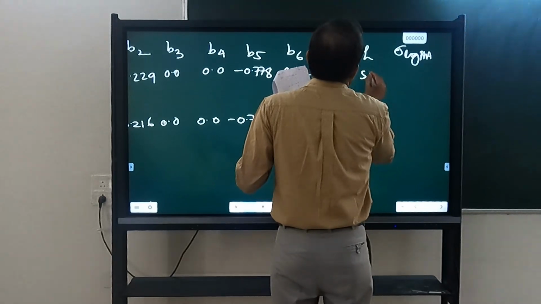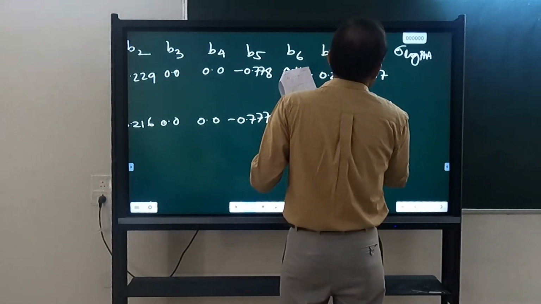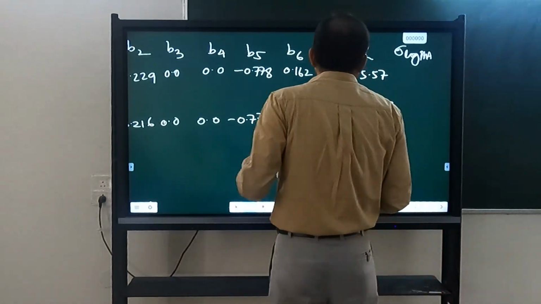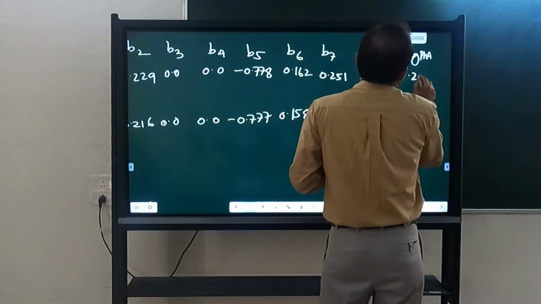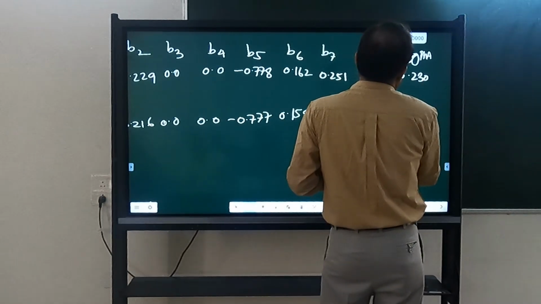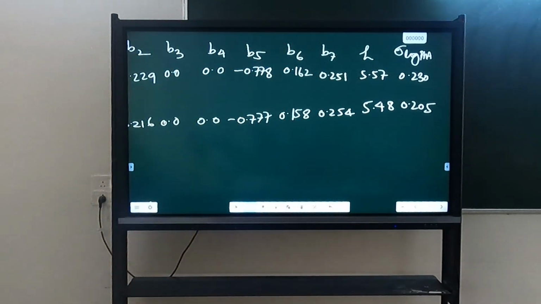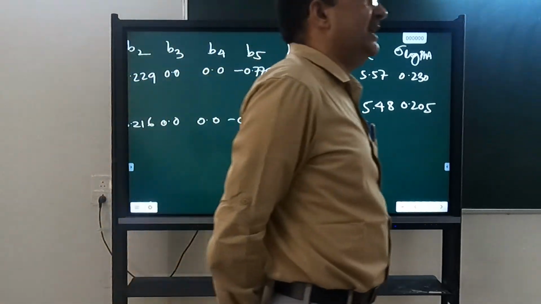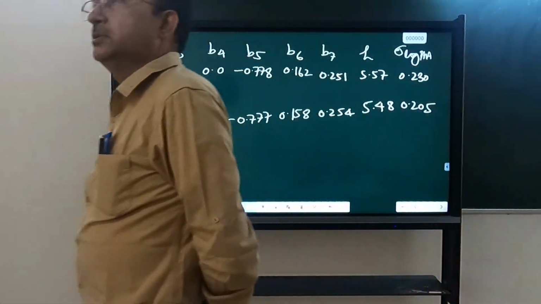H is 5.57 and 5.48, and sigma is 0.230 and 0.280. So with the help of these coefficients and the relationship given, you can calculate PGA.